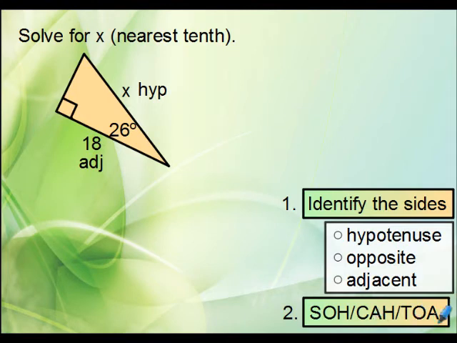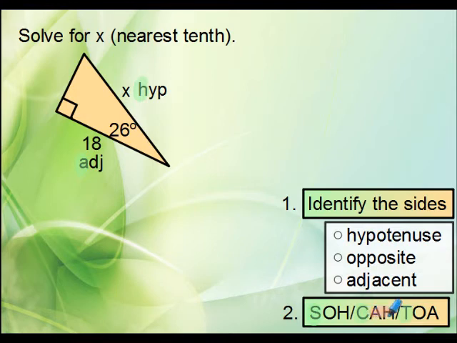So now, SOHCAHTOA, this is telling us how to set up the problem. We have the adjacent side. We have the hypotenuse. Which of these three here utilizes the adjacent and the hypotenuse? Is it the sine, the cosine, or the tangent? Hopefully by now you've made the distinction.